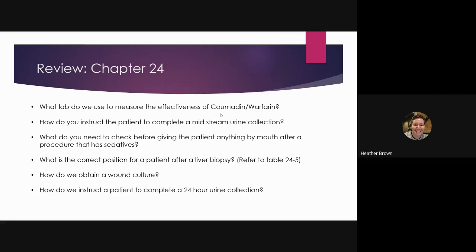So the first one, what lab do we use to measure the effectiveness of Coumadin? It's also known as warfarin.